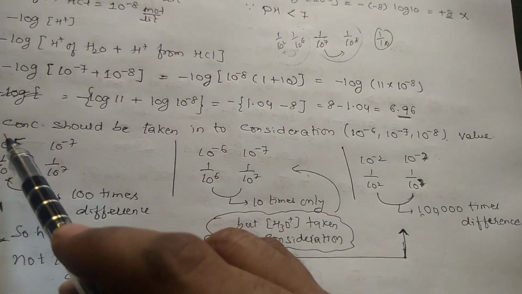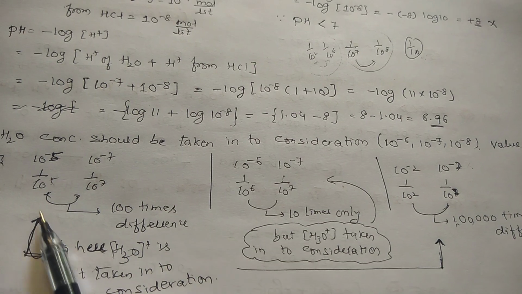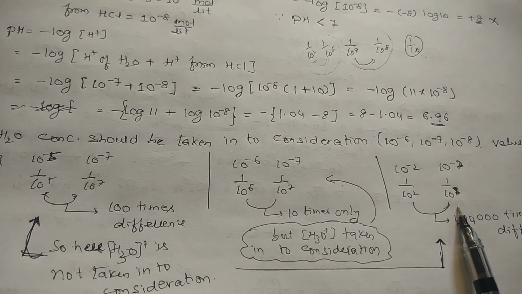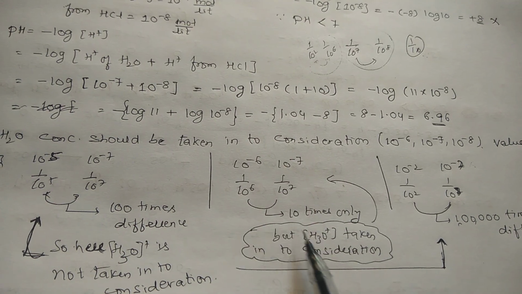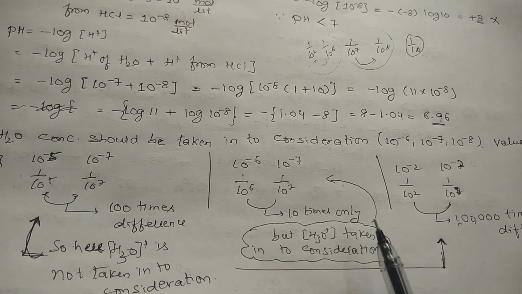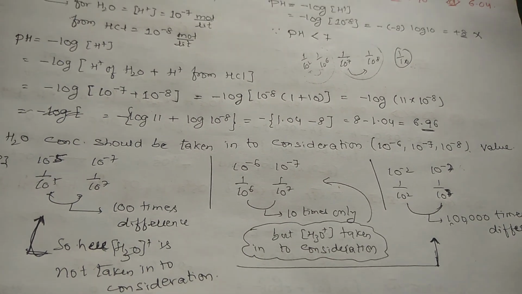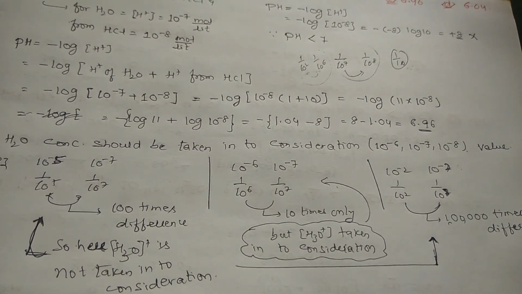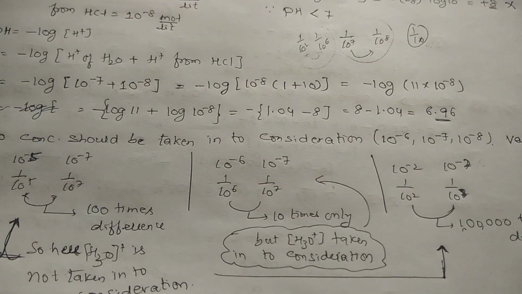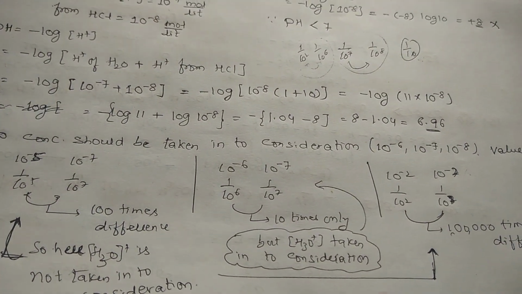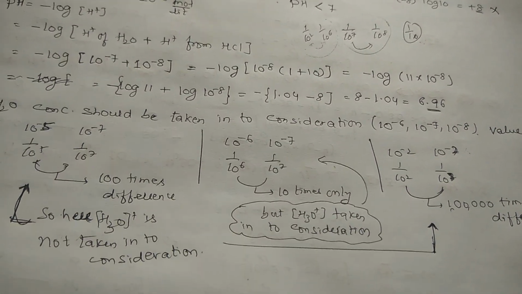This is HCl's, 10 power minus 5 it is HCl's. 10 power minus 2 here is HCl's. Here you can neglect the water. Here also you can neglect the water. But in this case, you can't neglect because it is very, very close to this. It is only 10 times differing. So whenever the difference between the concentration of the reactant and the concentration of the water is very close, you will take that into consideration. If they are not close and the difference is very large, you will not take it into consideration.